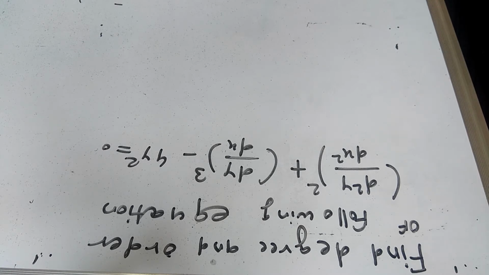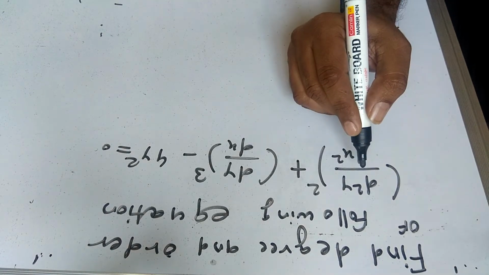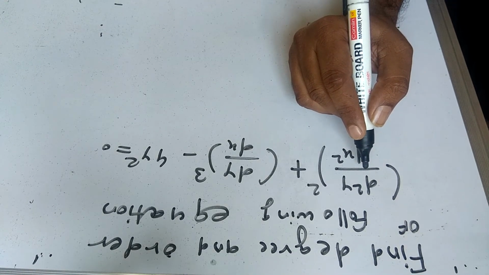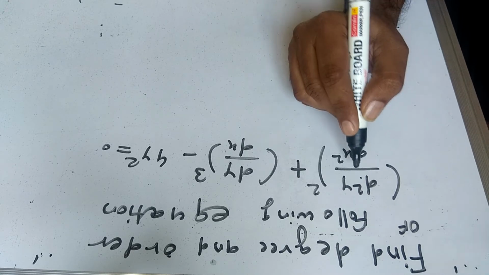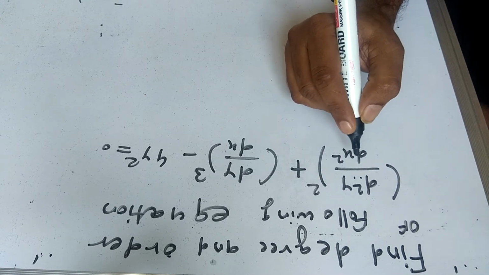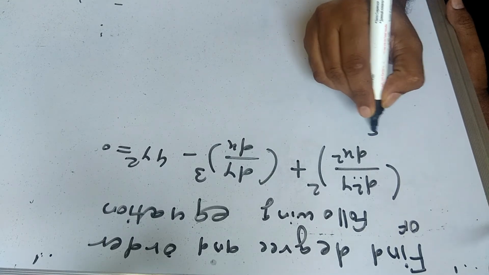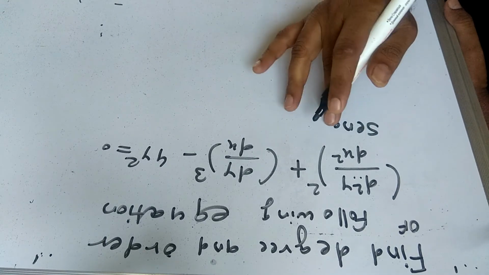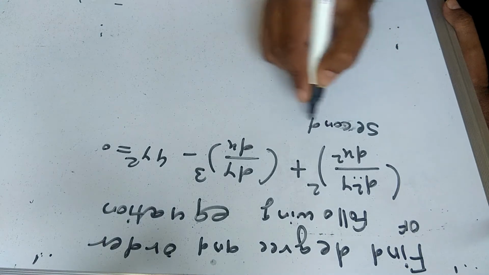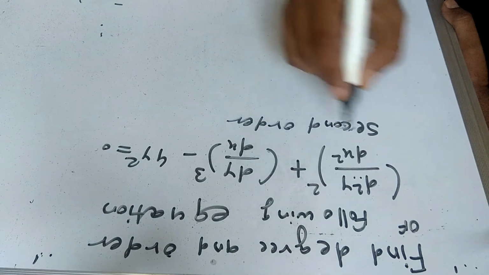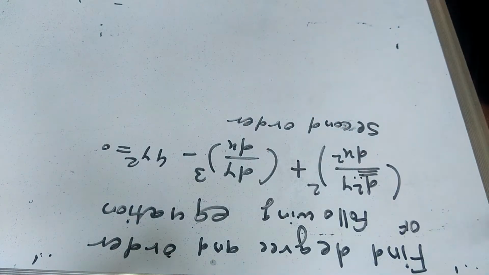Now for this given equation, what is the degree and order? Order means the power of the highest derivative. The power of the highest derivative here is 2. Therefore this is second order, because the power of the derivative is 2.